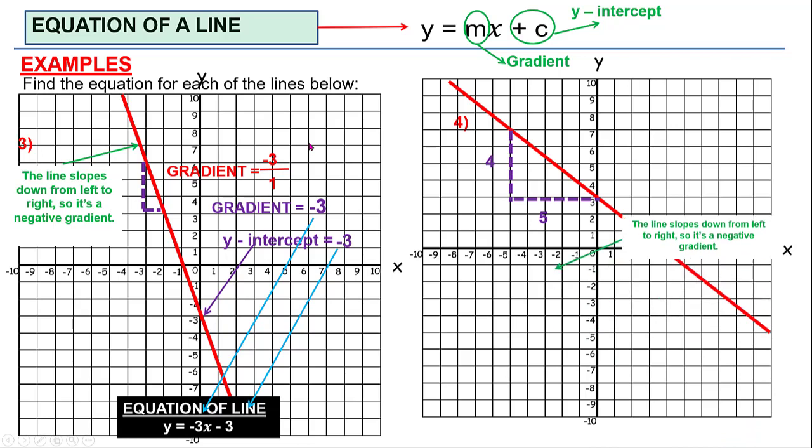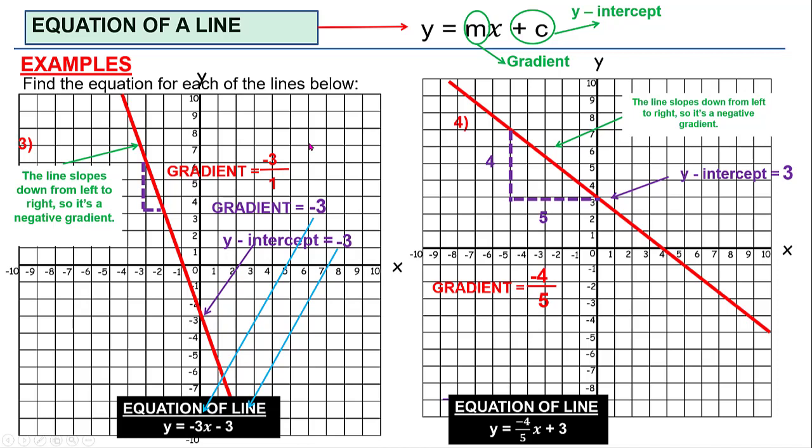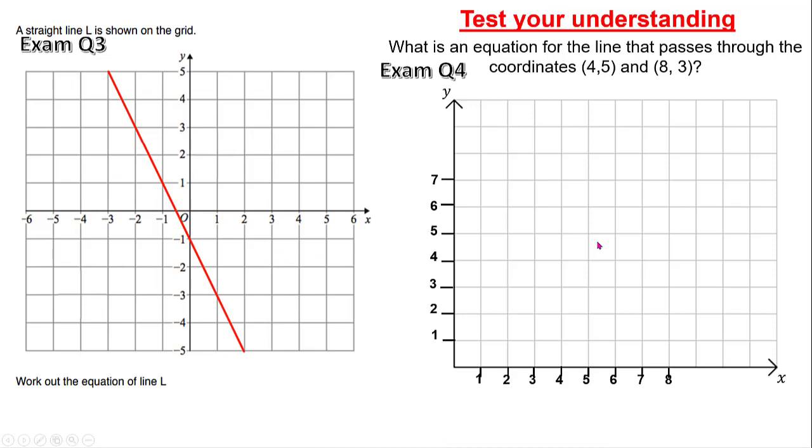Off you go. Here we go. 4 divided by 5. It's negative gradient again. So the equation of the line is y equals minus 4 over 5 x plus 3, because you can see the y-intercept is 3, and you just substitute those figures in, and that is perfect.